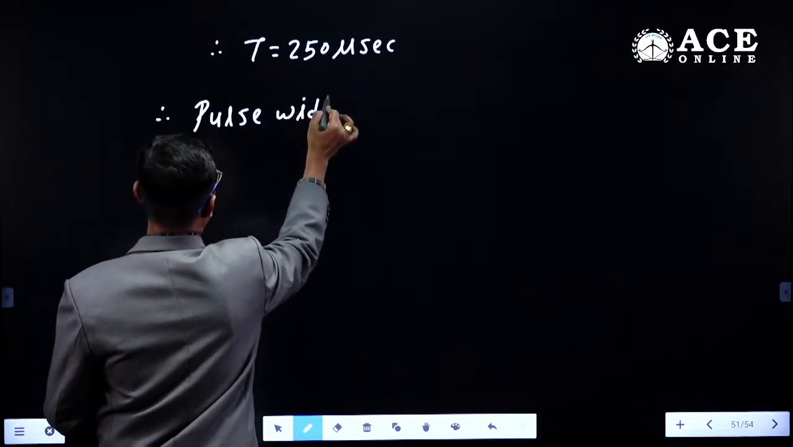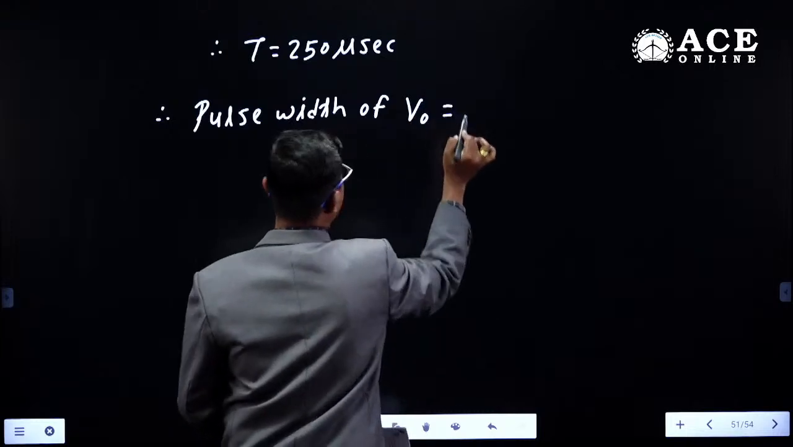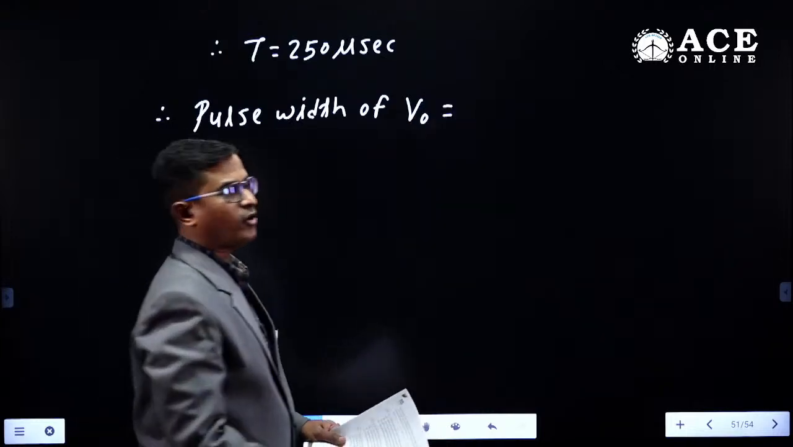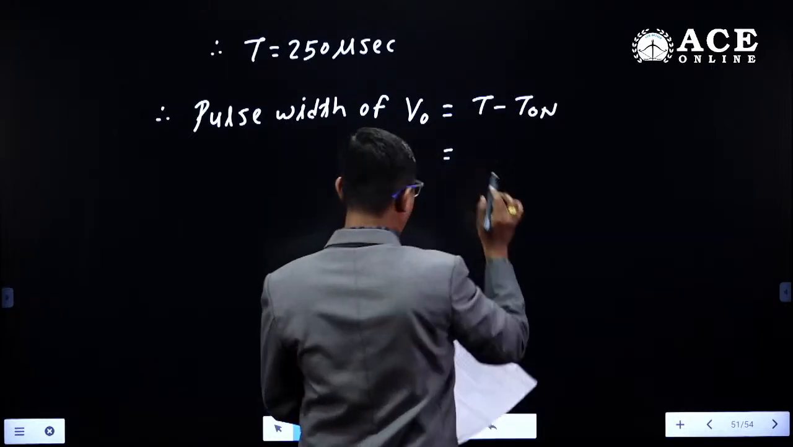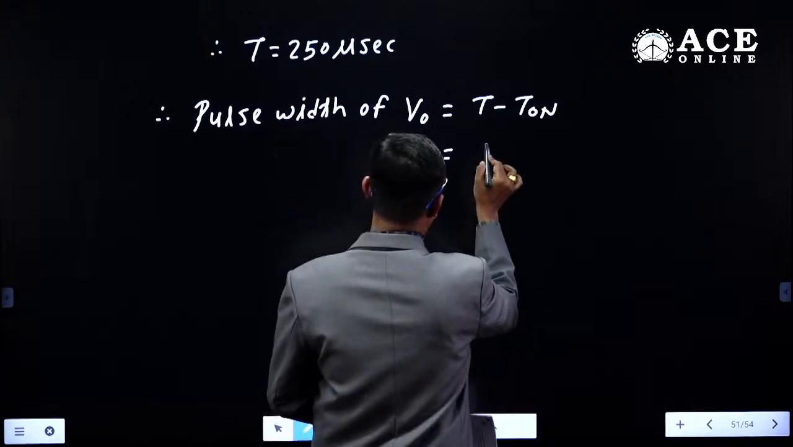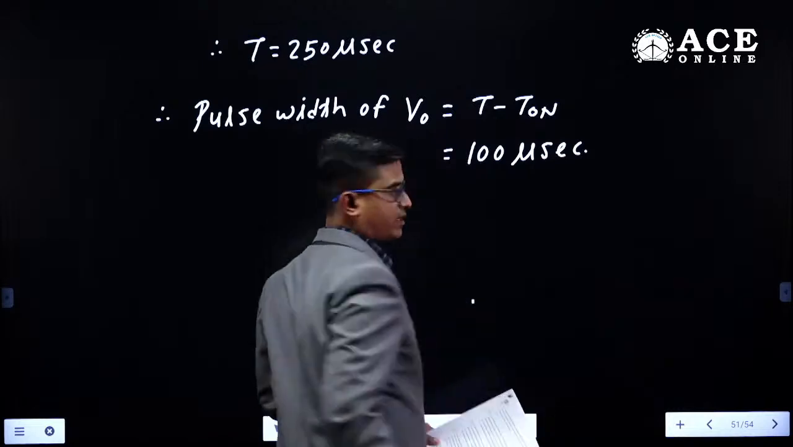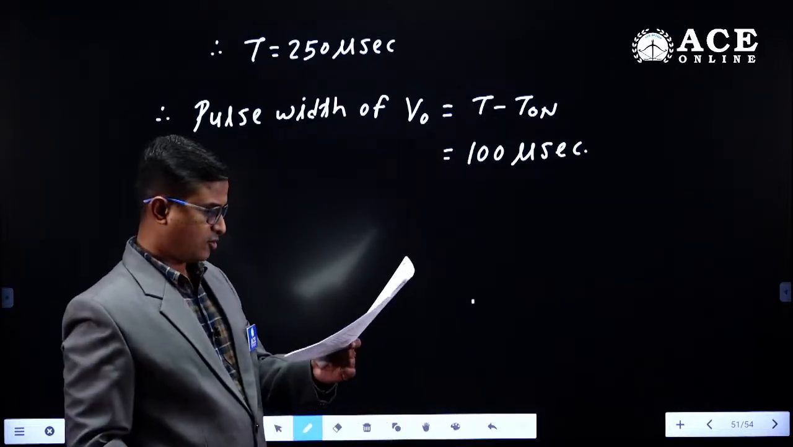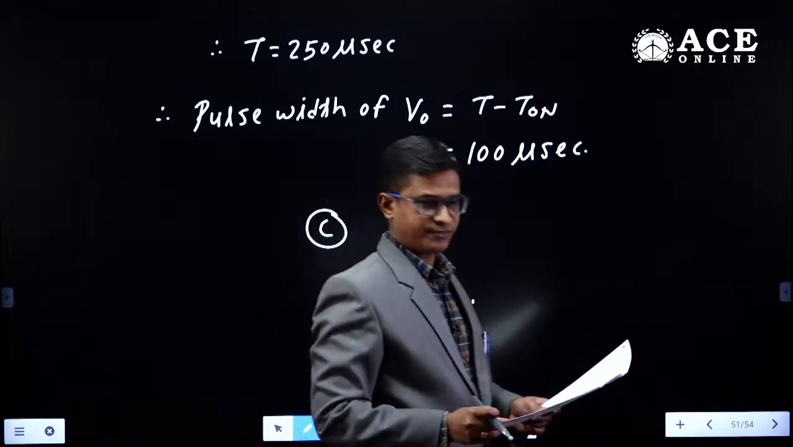Therefore, what is the pulse width of output voltage? Pulse width of output voltage V0 is equal to T minus T on. So T is 250 and T on is 150, so it is equal to 100 microsecond. Right. So if you check the options, option C is the correct option.